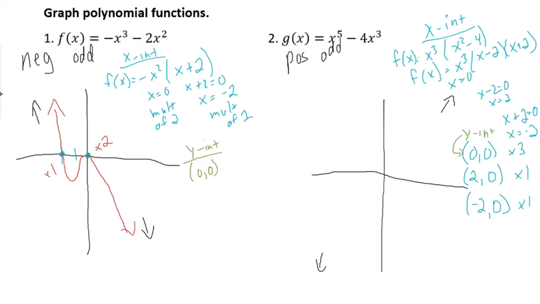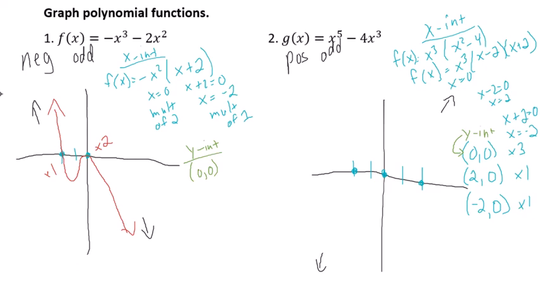Because (0, 0) is both the x-intercept and the y-intercept. So let's go ahead and put these on our graph now and do a rough sketch. So (0, 0) right there, (-2, 0), and (2, 0). Now these all have odd multiplicity, so we just go straight through. There is no bouncing off because there are no even multiplicities.